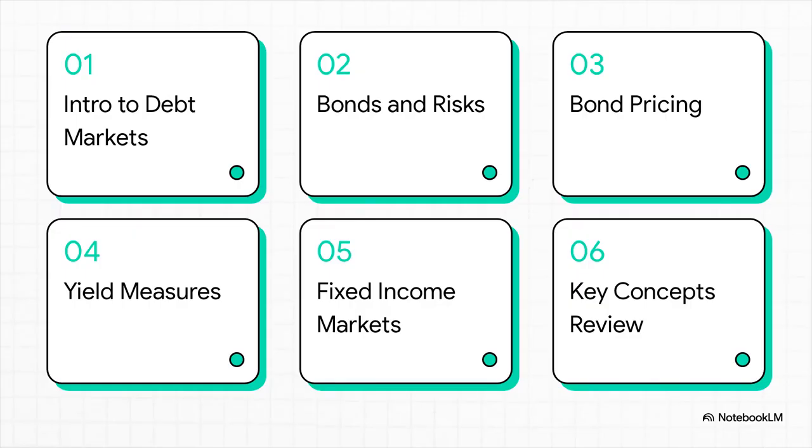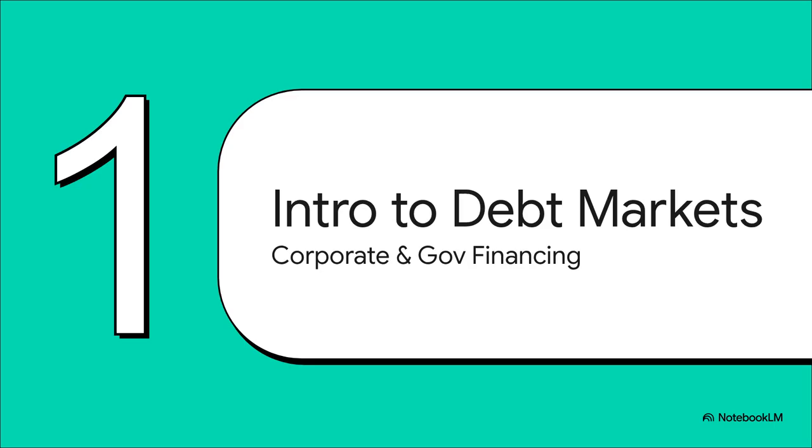So here's our game plan for today. We're going to kick things off with the absolute basics of the debt market. Then we'll get into the nitty-gritty of bonds and all the different risks that come with them. After that, we'll get into a little bit of math with bond pricing and yields. From there, we'll take a tour of the fixed income markets. And then we'll wrap everything up with a quick review to make sure it all clicks. Let's get to it.